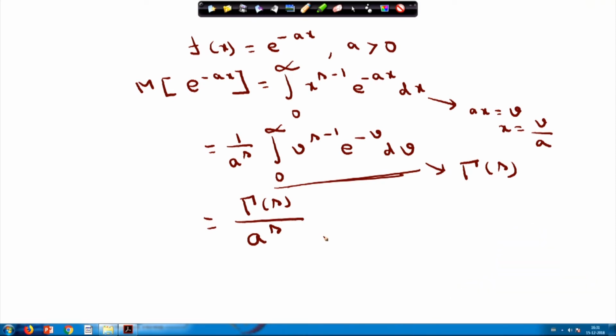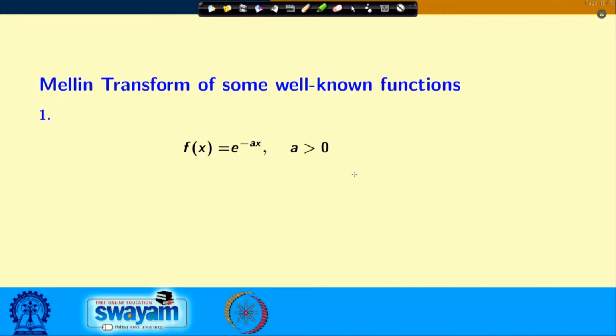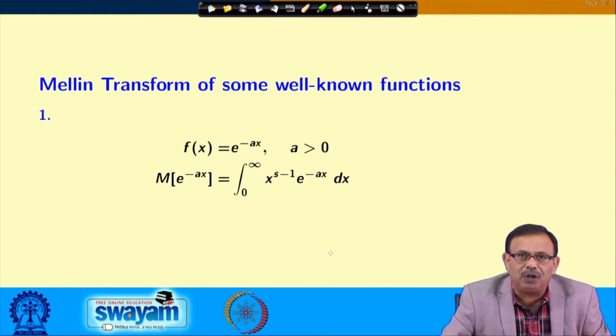Therefore, the Mellin transform of e to the power minus a x is equal to gamma s by a to the power s. Just see this one. Your function is given like this, f x equals e to the power minus a x. Whenever I am taking the Mellin transform from the definition, as we know, the integral from 0 to infinity of x to the power s minus 1 into f x dx. Here your f x is e to the power minus a x.